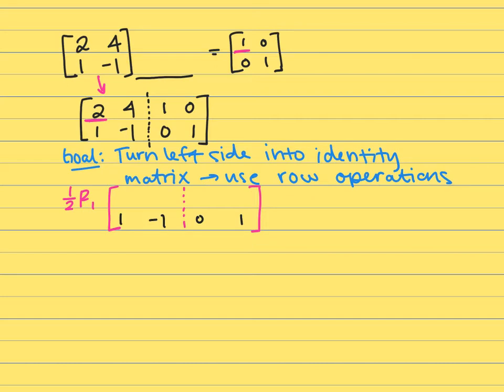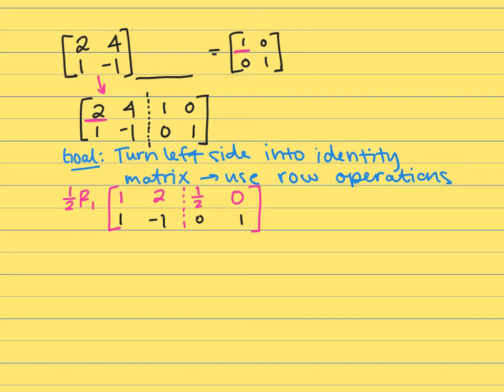Row 1, multiplying everything, both sides, by 1/2. So 2 times 1/2 is 1. 4 times 1/2 is 2. 1 times 1/2 is 1/2. 0 times 1/2 is 0. So we always want to start in the top left, and we want that top left to be a 1. To get that 1, we always just use a scalar.